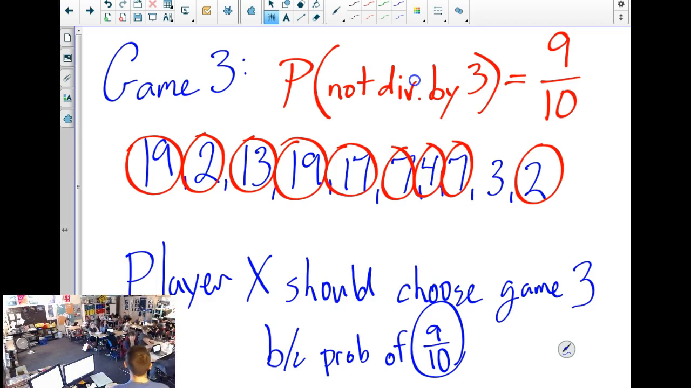Who got something other than 5/10 for game 2? You did not get 5/10. Okay, who did get 5/10? So you actually have a probability of a half? What'd you guys get? I didn't see hands. What'd you guys get for game 2? Yeah, any.